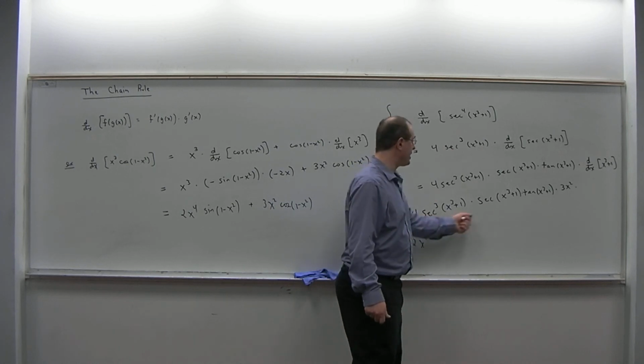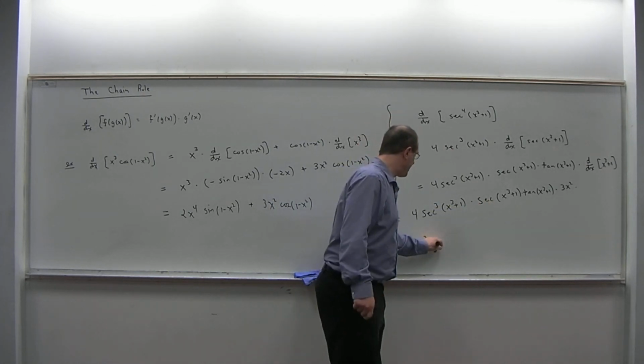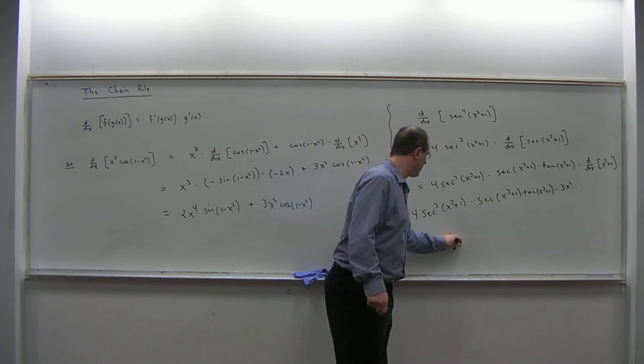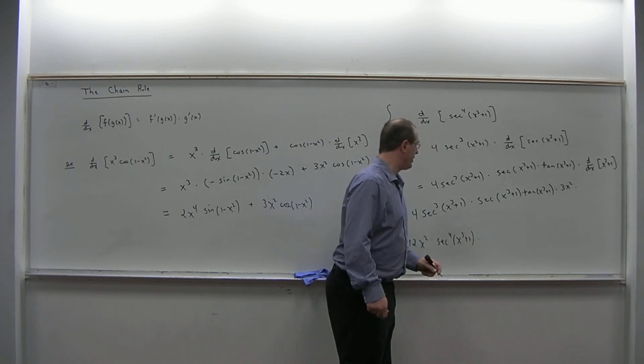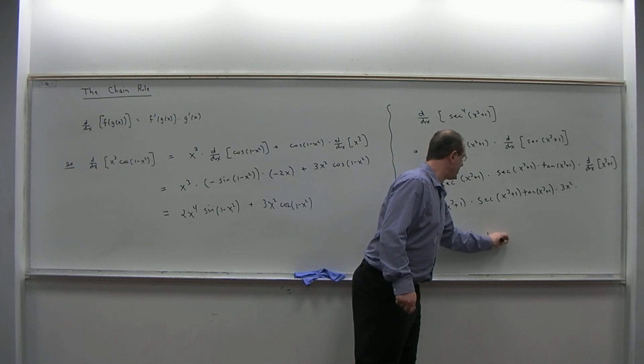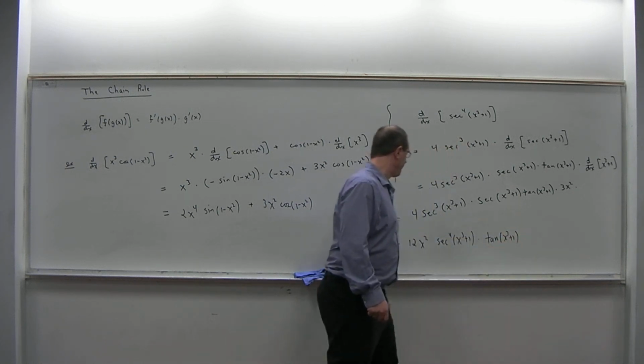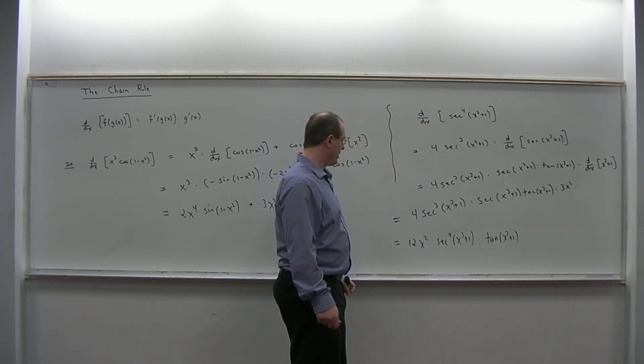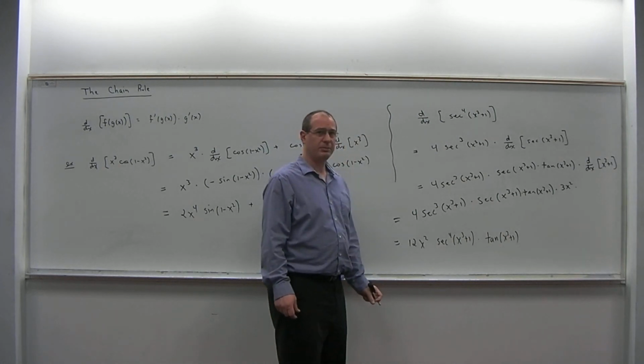And then we have secant cubed times secant. That's secant to the fourth. And then times tangent of x cubed plus 1. So there's the final answer, all cleaned up.